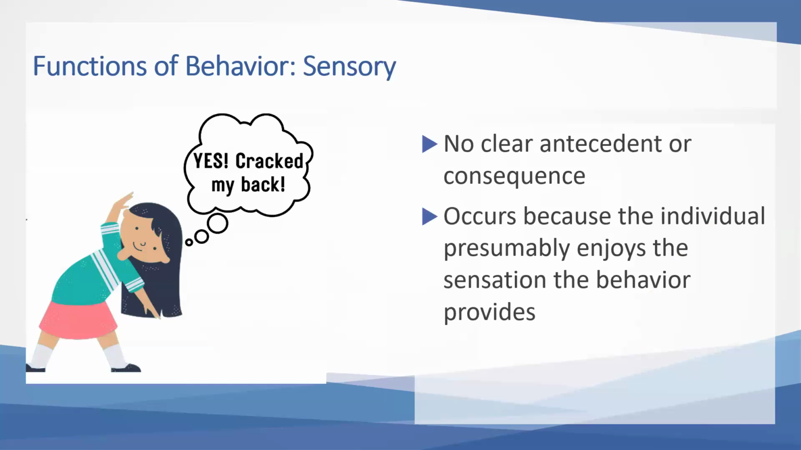And then we have sensory. So when we're talking about a sensory maintained behavior, these typically have no clear antecedent or consequence. And what that means is that there's typically not something clear that happens before the behavior or after the behavior. We assume that this behavior is happening because that person enjoys the sensation that that behavior gives. So a lot of people like to crack their knuckles or stretching. Mouthing is a common sensory behavior.